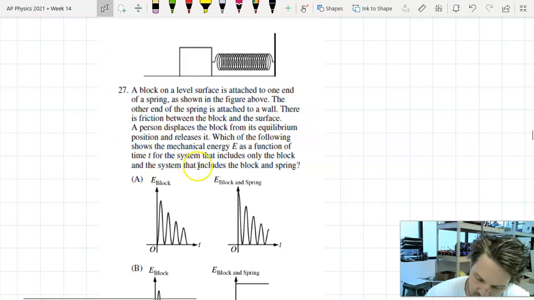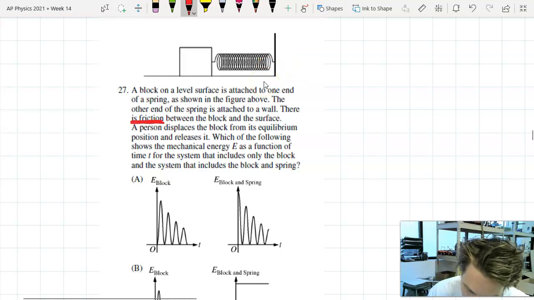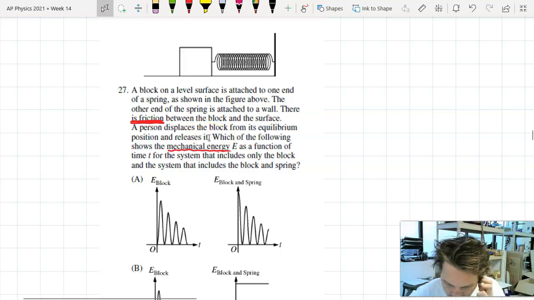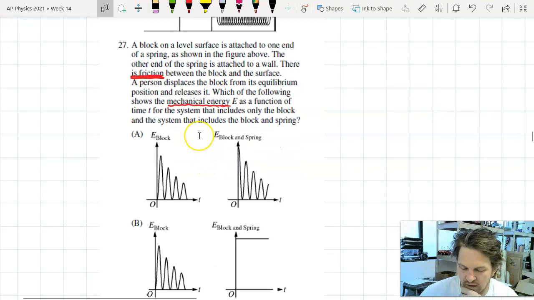27. A block on a level surface is attached to one end of a spring right here. The other end of the spring is attached to a wall. There is friction between the block and the surface. A person displaces the block from its equilibrium position and releases it. Which of the following shows mechanical energy as a function of time for the system? So take a look here.